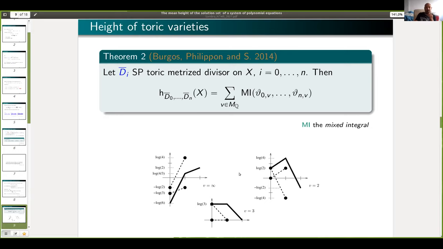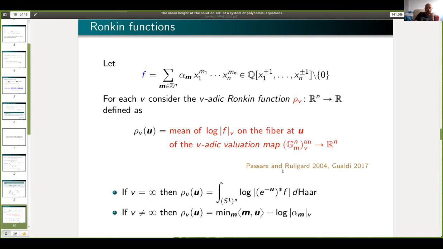So let me advance. This was done indeed by Gualdi in his thesis for hypersurfaces. So he considers one Laurent polynomial f in n variables, okay, as before. He introduces a function. This function is called the Ronkin function. That is one of these functions for each place. This is a function defined over a Euclidean space. And the way of defining it is going through the torus and considering the function logarithm of absolute value, and then computing the mean of this function in the fiber. The mean with respect to a natural measure there.